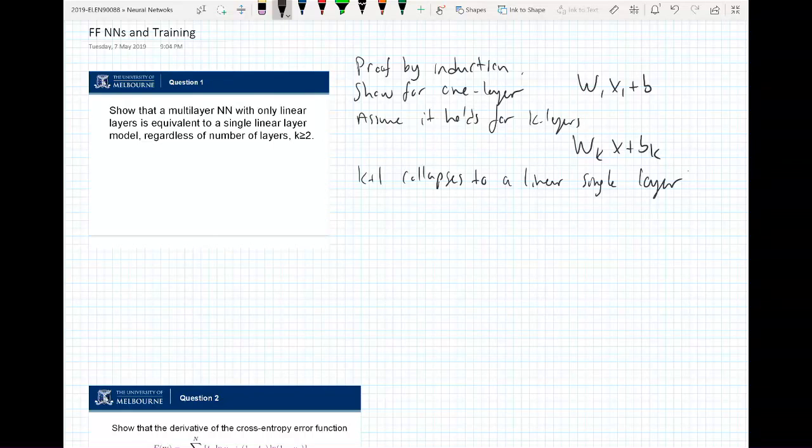Why does it happen? It's very simple math. When I write W(k+1), one more layer, and take the output of the previous layer as the input, a plus b(k+1), I can multiply and rearrange the terms.